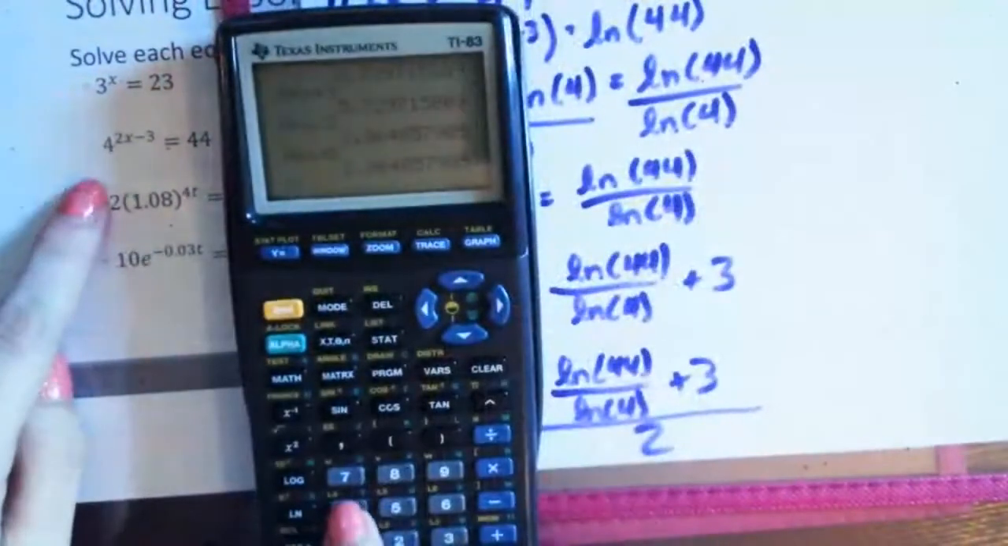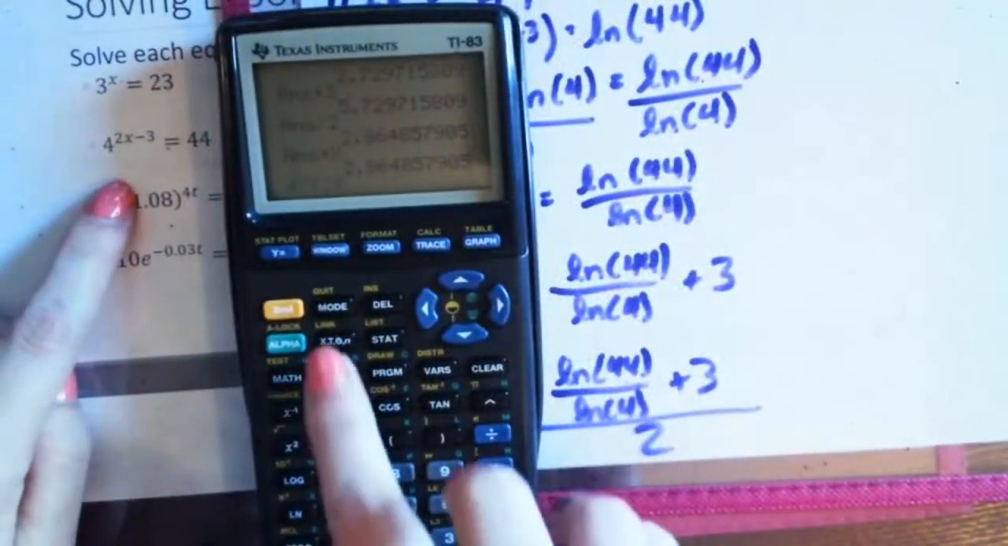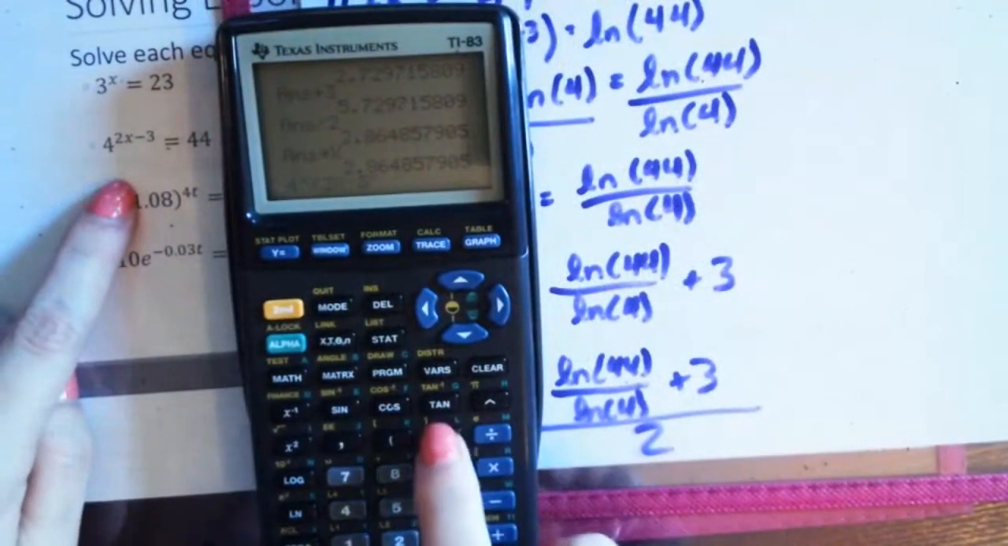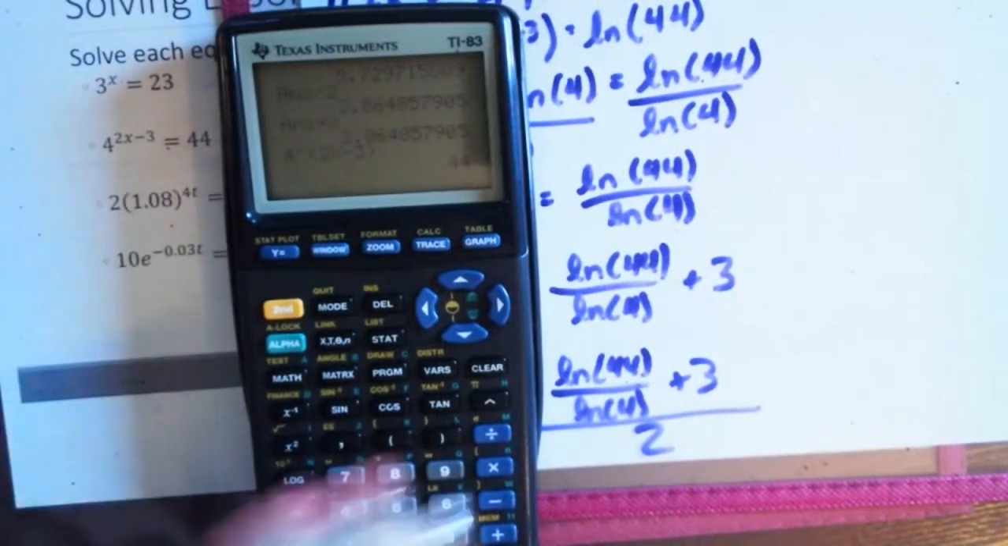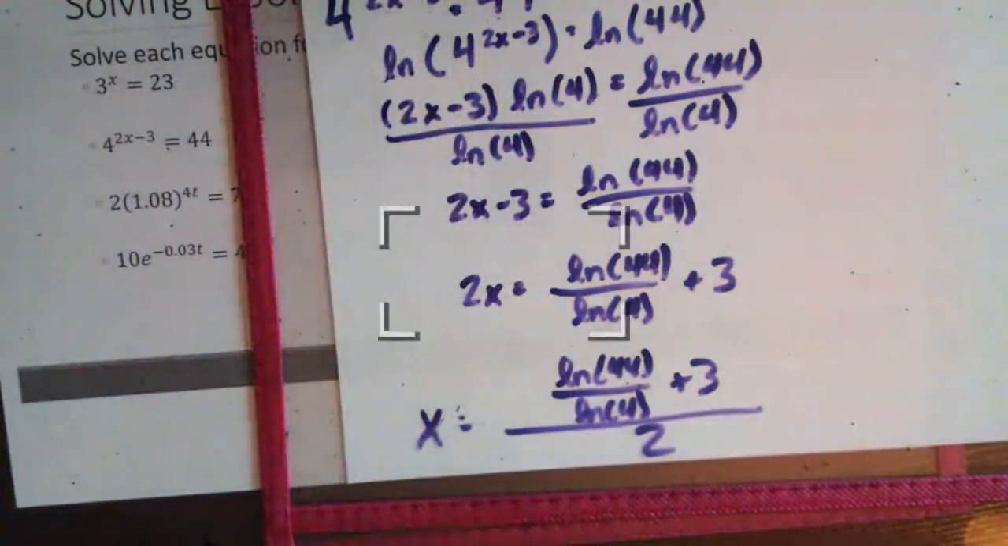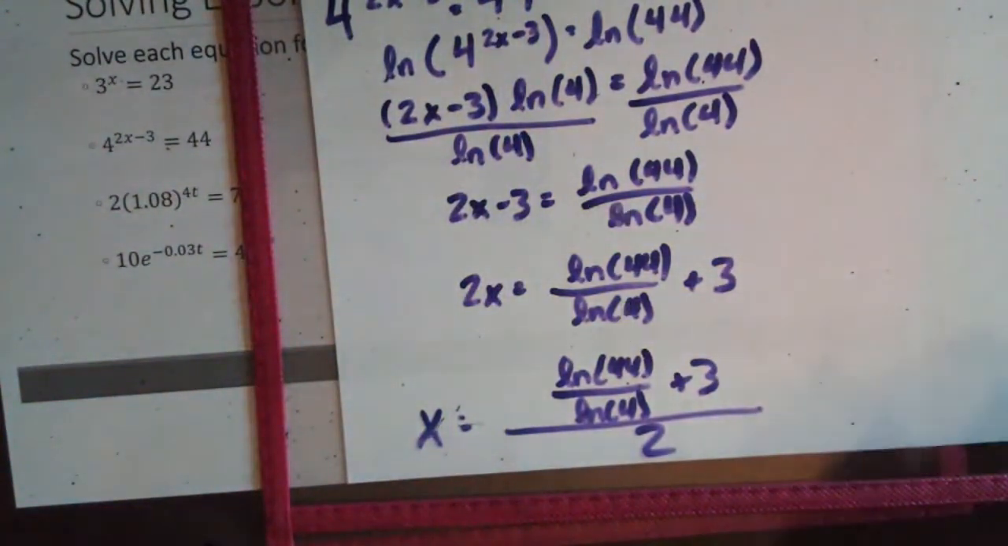So now if I go back to the original equation and I type in 4 raised to the power of 2x minus 3, we're hoping to get the answer of 44. Yay! So when we're solving equations, we can check them. So that's kind of cool. Let's move on to this next one.